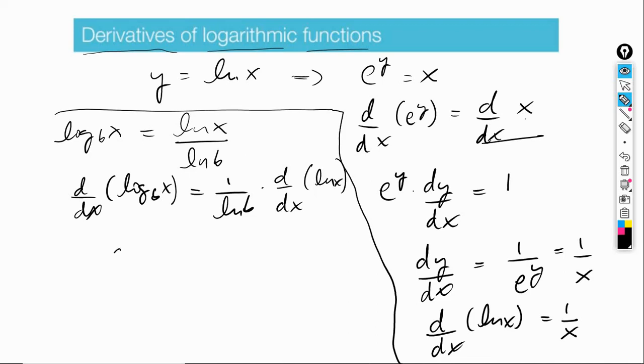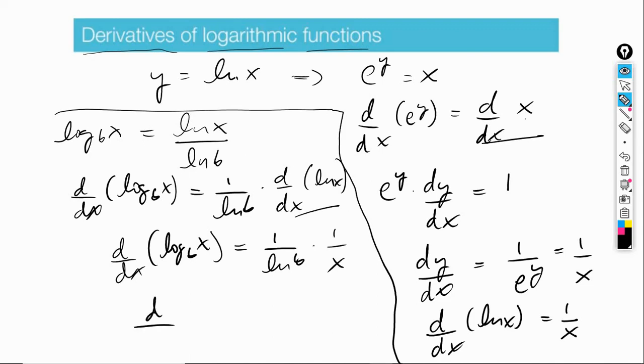So the derivative of log base b of x should then equal 1 over natural logarithm of b times the derivative of this, which is 1 over x. So we can conclude that the derivative of a logarithm of base b, or any base, would then equal 1 over x times the natural logarithm of whatever that base is.